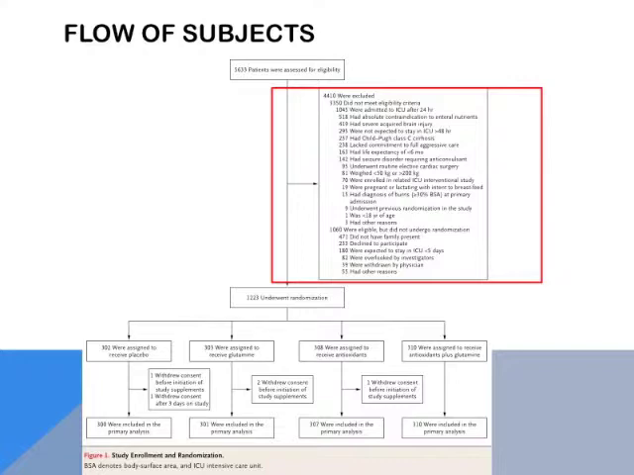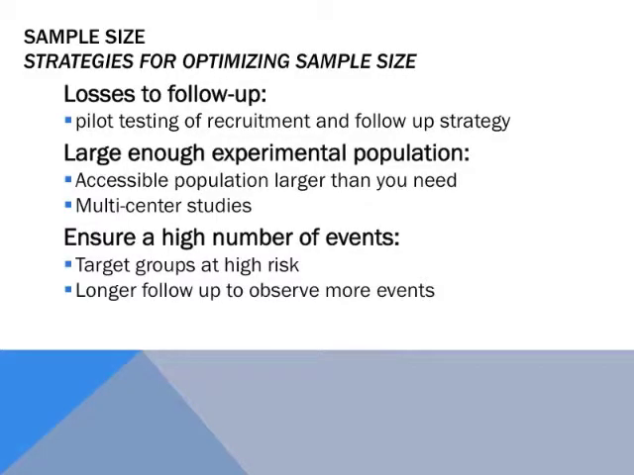Non-participation in an RCT does not introduce a bias. However, it may limit the external validity of the study. The data in the flow diagram illustrates the effect that non-participation can have on the sample size of the study. Investigators employ several strategies to optimize sample size.